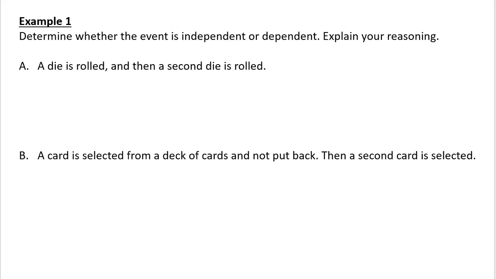So example 1. Determine whether the event is independent or dependent. Explain your reasoning. A dice is rolled, then a second dice is rolled. So they're two different dice. So this is an independent event. There are two different dice.